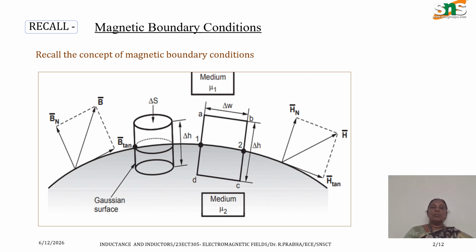So for the magnetic boundary condition, we see two different components. One is the tangential component and another one is the normal component. In the previous video, we have analyzed the need of boundary condition and also the behavior of the tangential field and also the normal magnetic field components.